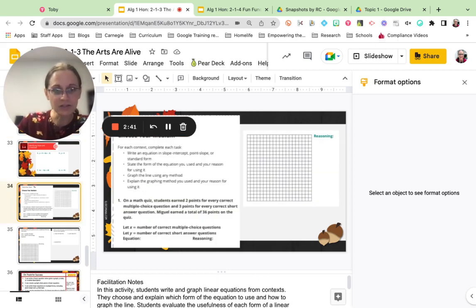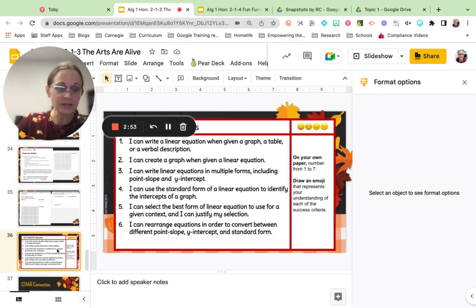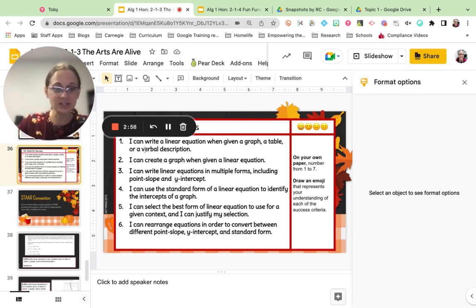For our Talk the Talk, students get to choose which equation they want to use, which form of a linear equation they want, whether it's slope-intercept, point-slope, or standard form, and they must justify their choice. Before closing out the lesson today, they get to evaluate their understanding of the success criteria.